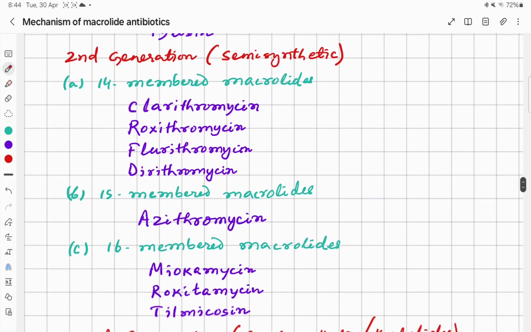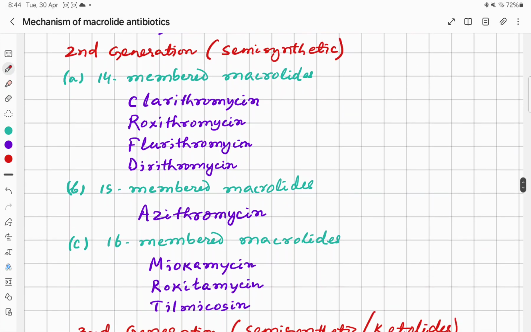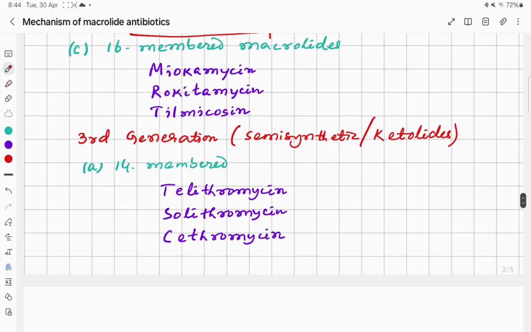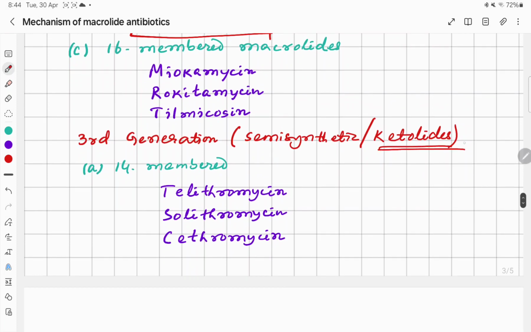Then second generation onwards, they are semi-synthetic. Second generation 14-membered macrolides like clarithromycin, roxithromycin, flurithromycin, dirithromycin. 15-membered macrolides: azithromycin, the most commonly used macrolide antibiotic. Then 16-membered macrolides like miocamycin, rokitamycin, tilmicosin. Then the third generation, mostly ketolides: 14-membered telithromycin, solithromycin, cethromycin.